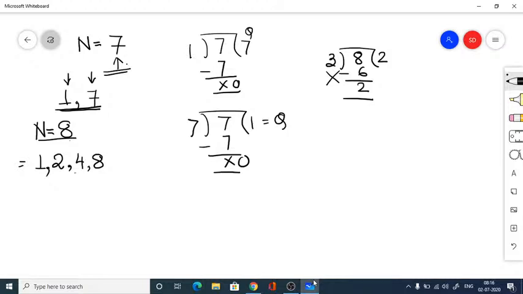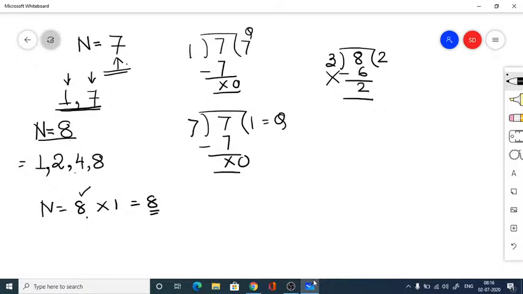Every number is a multiple of itself. Definitely, if n is equal to 8, 8 ones are 8. So, this is the first multiple. So, this is the number, and this multiple is the number itself. So, we say that every number is a multiple of itself.